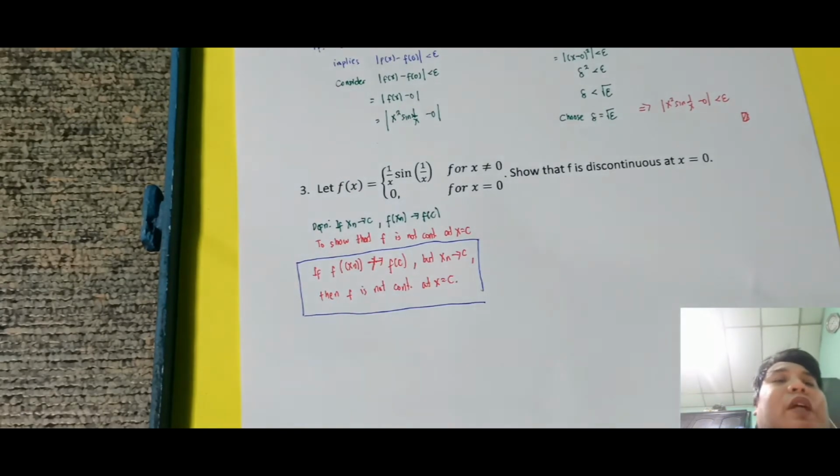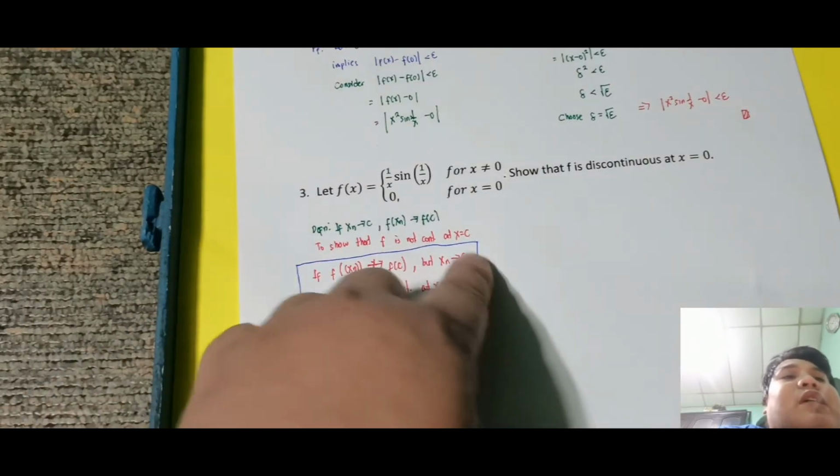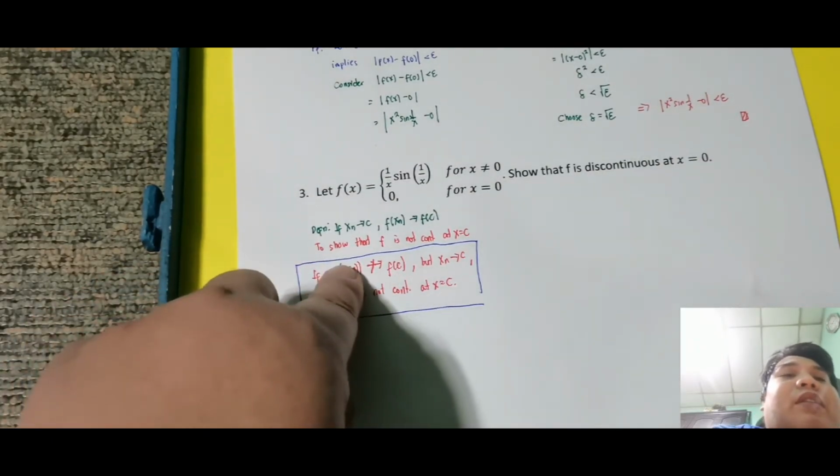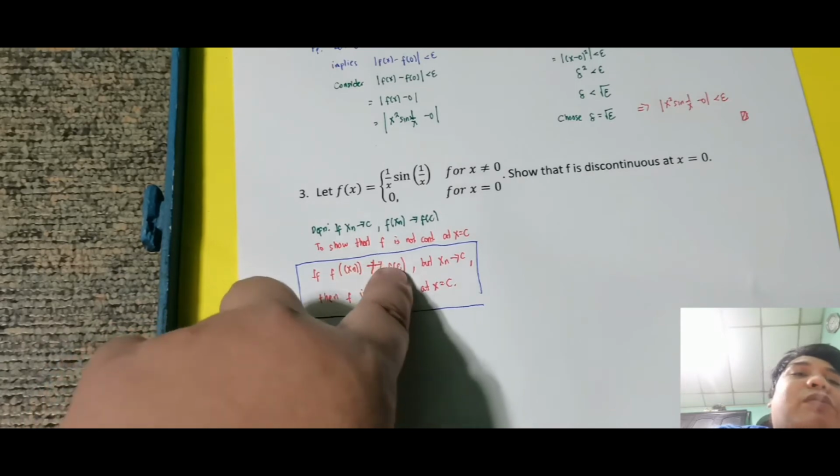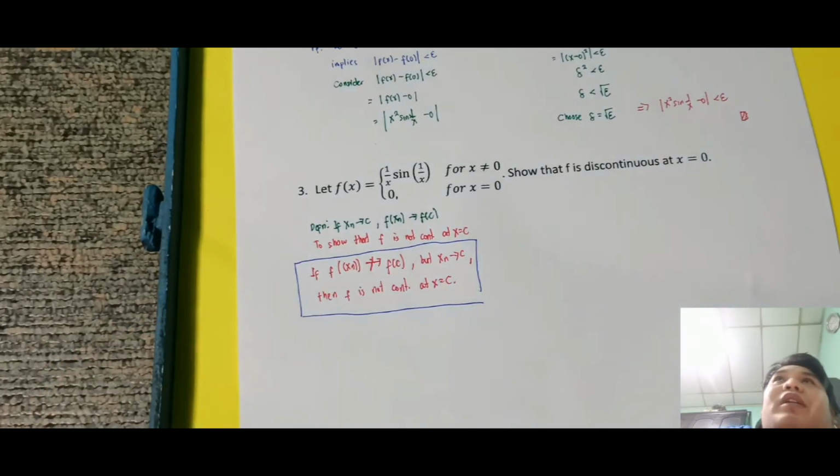Hindi na to arbitrary sequence na x sub n lang. Hahanap ka na talaga, magde-define ka ng sequence na nagtetend sa c such that yung f of x sub n does not approach to f of c. Meaning yung f of x sub n hindi siya magiging equal sa f of c. Pag nakahanap ako ng ganung sequence, then f is not continuous at x equal to c.